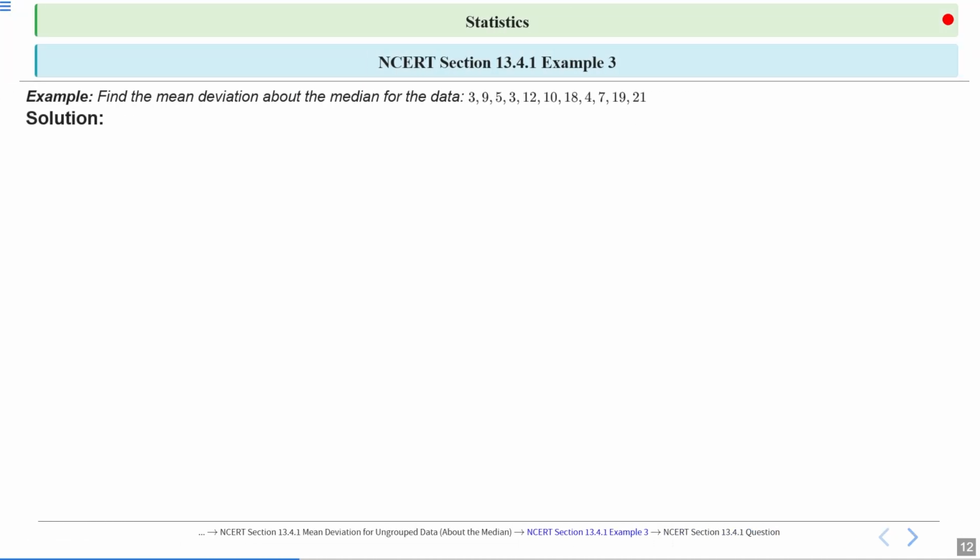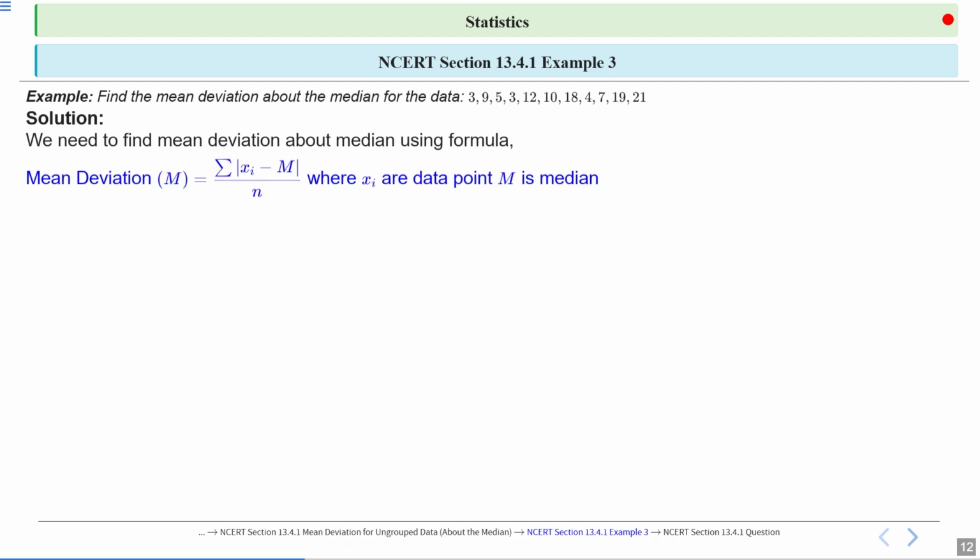So let's solve this example step by step. First, let's recall what we are being asked to do. We need to find the mean deviation about the median using the formula. Try to recall the formula you know for mean deviation about the median. The mean deviation about m is equal to the summation of mod value of xi minus m upon n, where xi are the data points and m is the median.